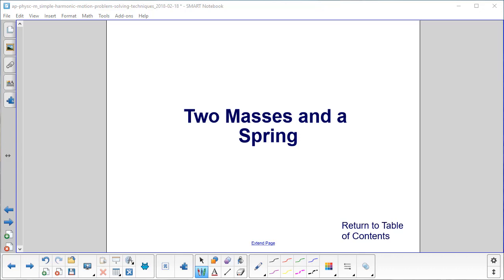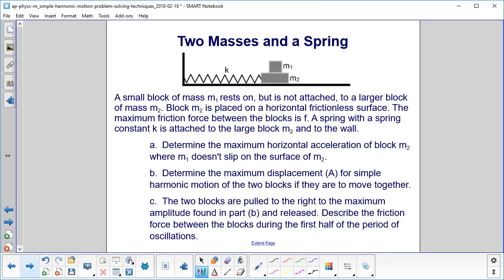Two masses and a spring. We have a small block of mass M1 over here. It rests on M2 but is not attached to it. Block M2 is placed on a horizontal frictionless surface. The maximum friction force between the blocks, that's right there between M1 and M2, is F.